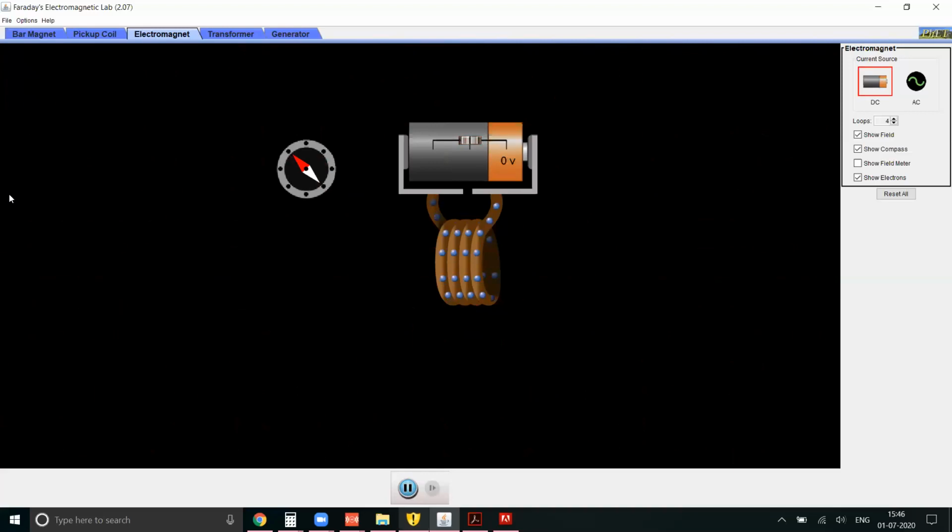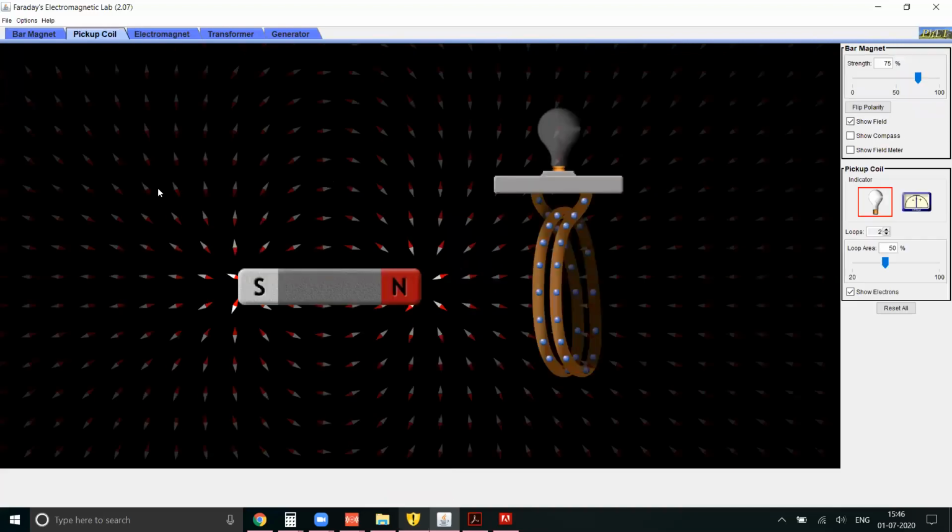Now observe, I am doing a reverse. The name of this coil is pickup coil. So you have a coil. You're able to see these blue color dots. These blue color dots are the electrons. So the conductor is connected to a bulb.